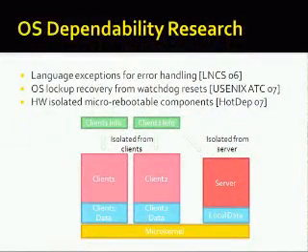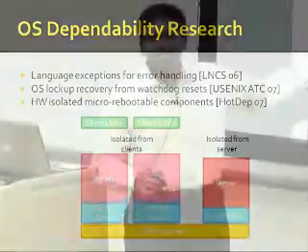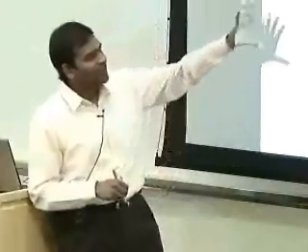Before I conclude, I just want to briefly overview some of the other work that I've been doing in my PhD. I did a lot of work in OS dependability. We first looked at how we use exceptions for error handling. We looked at OS lockup recovery from watchdog-based resets, which led to the BootJacker attack. When you pose this as a security issue, it seems to raise more eyebrows. But we did talk about it at Usenix ATC.